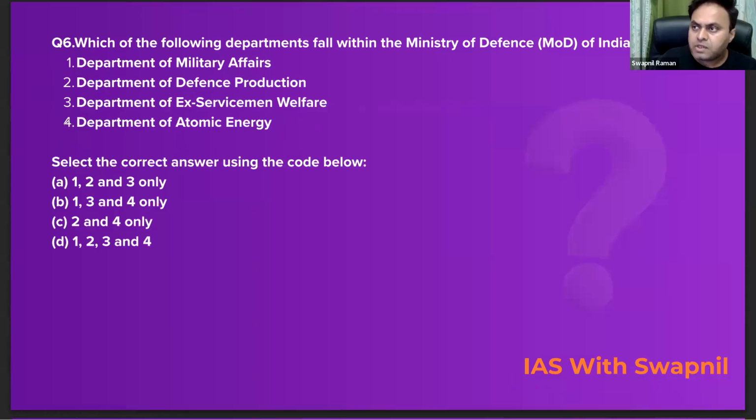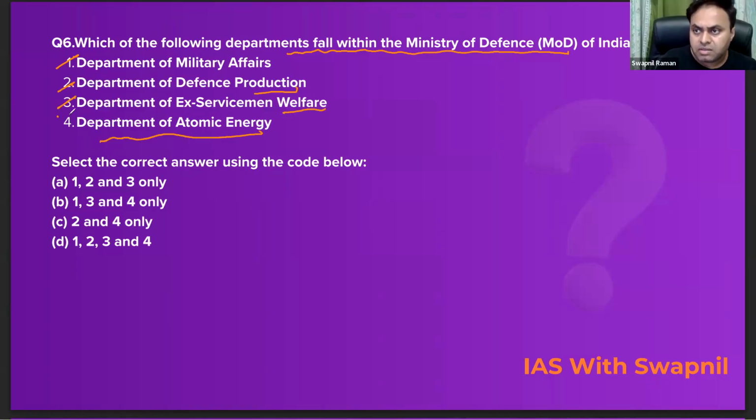Question number 6. Which of the following departments fall within the Ministry of Defense of India? Department of Military Affairs, absolutely correct. ये सबसे recent most department है जिसको establish किया गया था. और पहले head कौन बने थे इसके? पहले CDS बने थे जनरल बिपिन रावत. Okay, late General Bipin Rawat. Second one is Department of Defense Production, again correct. Department of Ex-Servicemen Welfare, again correct.